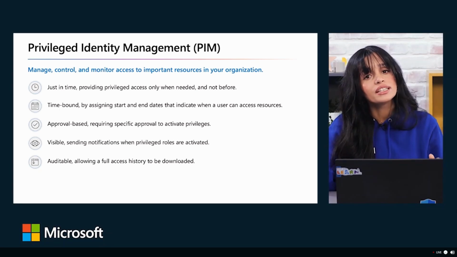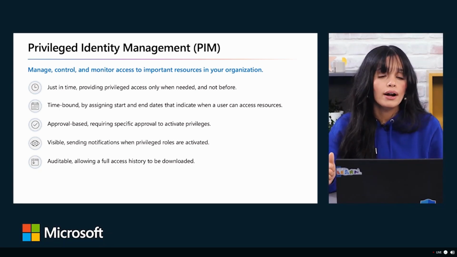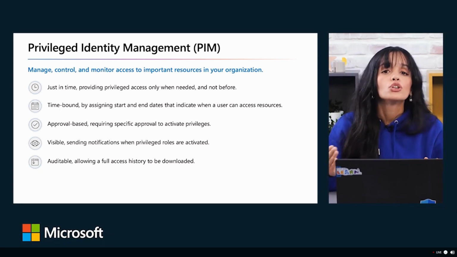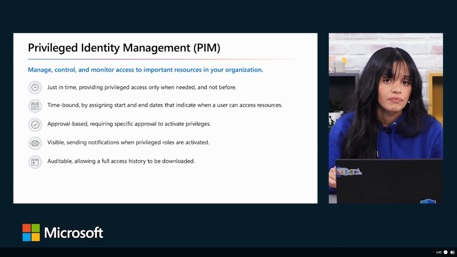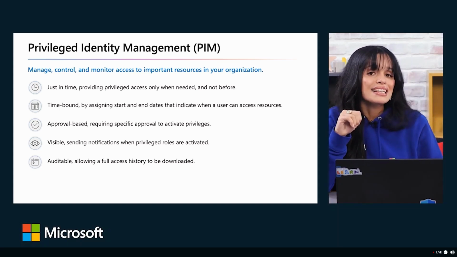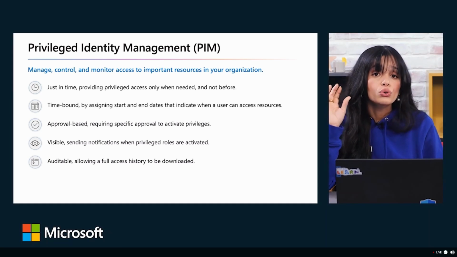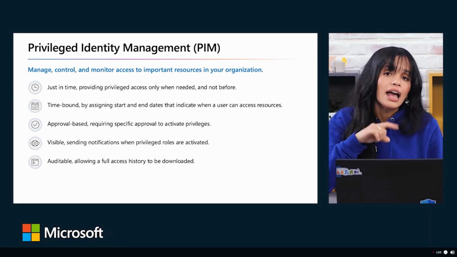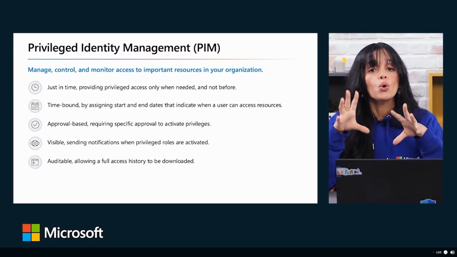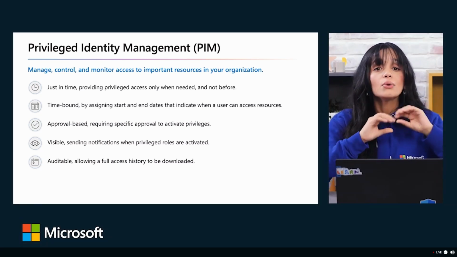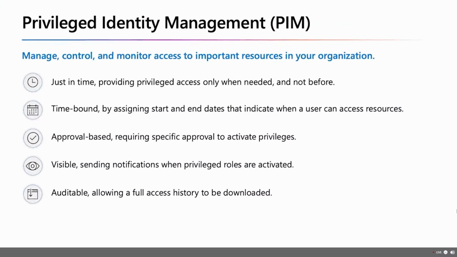We look for having an approval-based system requiring a specific approval to activate privileges. Making this access visible also, by sending notifications when privileged roles are activated, and looking for access that is auditable, allowing a full access history to be downloaded.